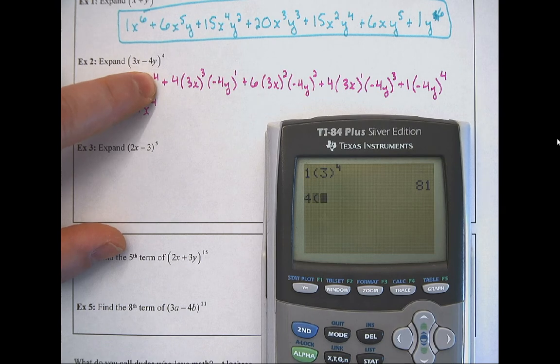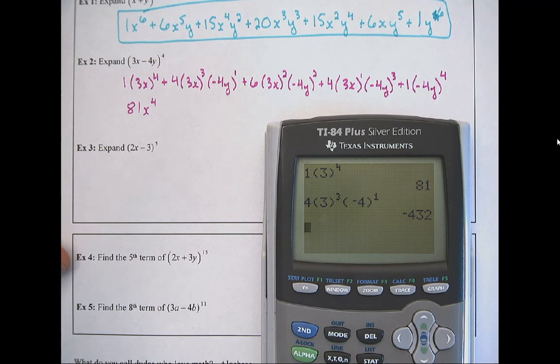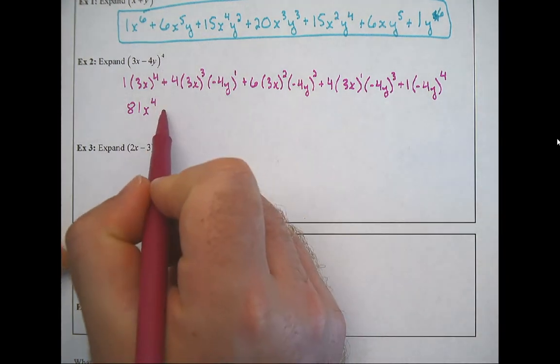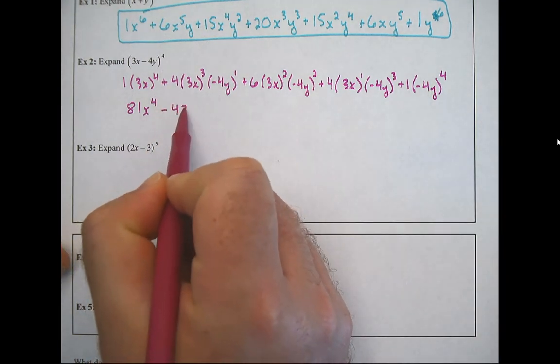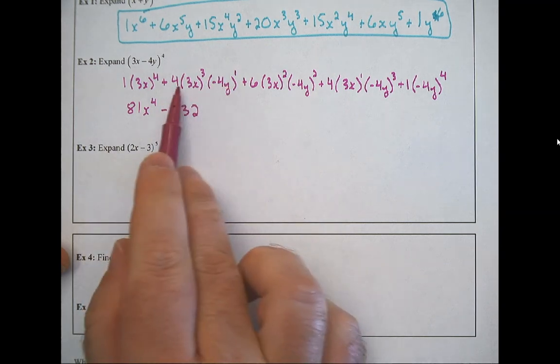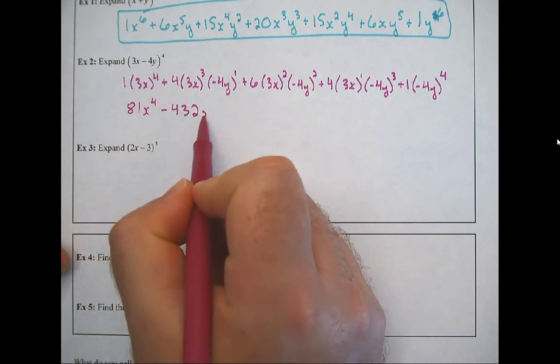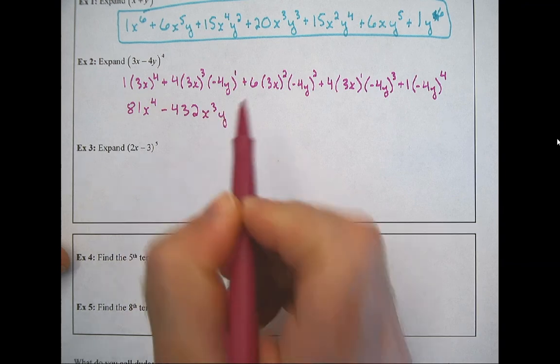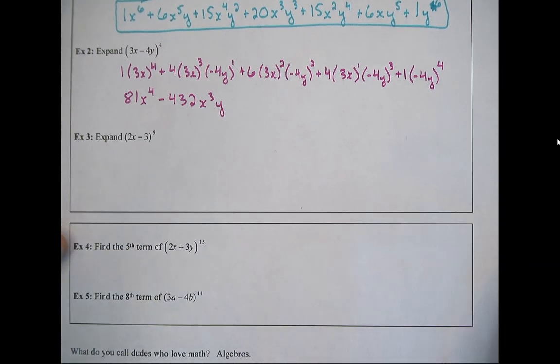So I've got a 4 times the quantity of 3 to the 3rd times the quantity of negative 4 to the 1st. That gives me negative 432. Now I'm going to move this out of the way so I can write clearly. Negative 432, and then I just count up how many I have of each variable. I have 3 x's, and I have 1 y. Okay, now I do it again.